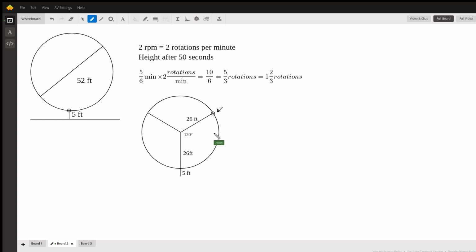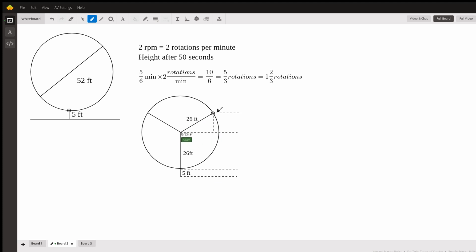I immediately see 3 sections that we can start measuring. If I divide the height into multiple parts, we have this section right here, which we can get based on this triangle. We have this section right here, which we can see is 26 feet, because that's the radius of the circle. We have this section right here, which is the 5 feet off the ground. So our next step is to figure out what this height right here on the triangle is.